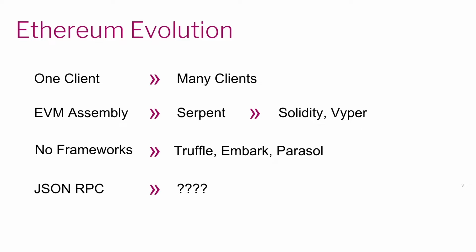We started with no frameworks, and then we had Truffle, and then there are many other versions that people can use now. There's Embark, there's Parasol, and then when we talk about the JSON RPC, this is how people are building the front end for these applications, and we haven't really iterated on it. If you look at the JSON RPC right now versus the JSON RPC we had a year, 2 years, and 3 years ago, it's pretty much the same, with only a couple of additional methods.